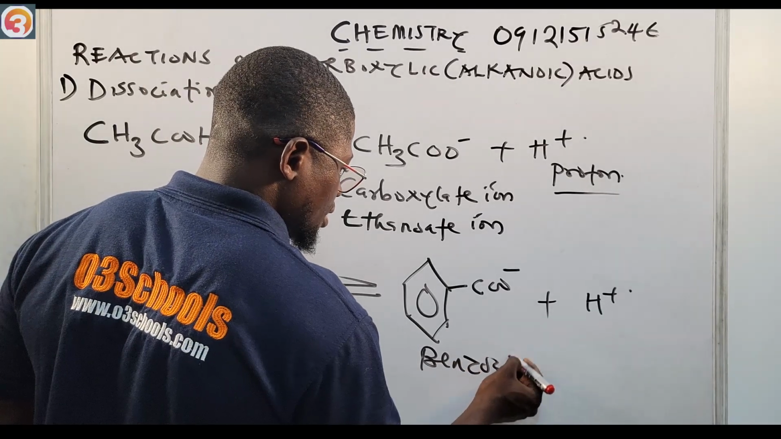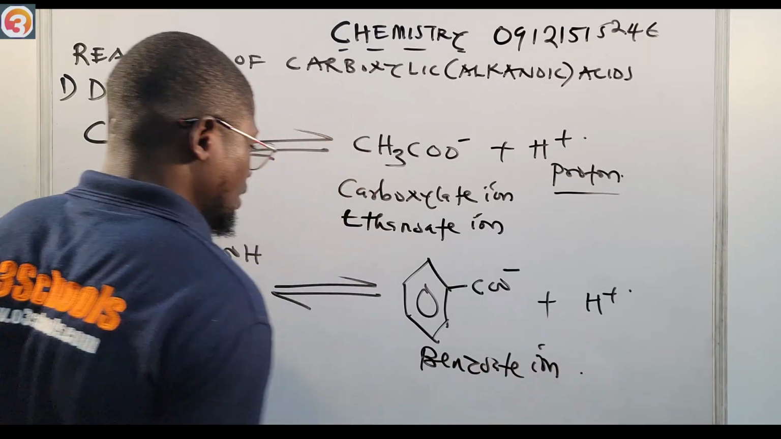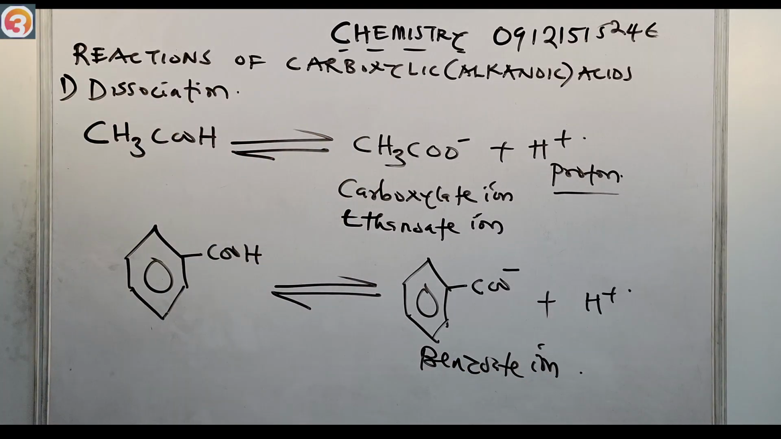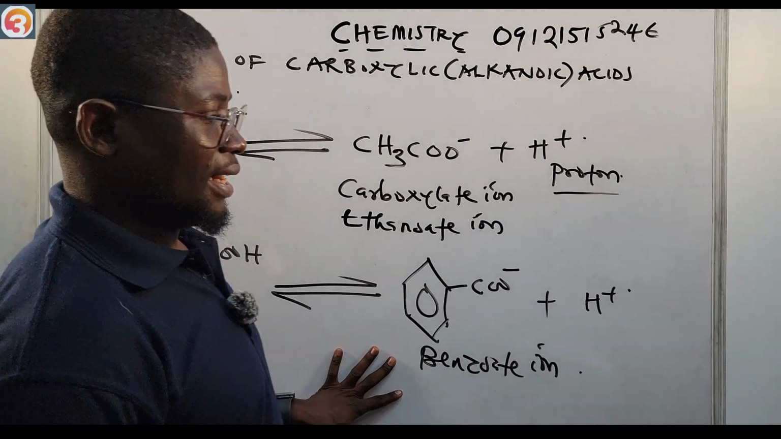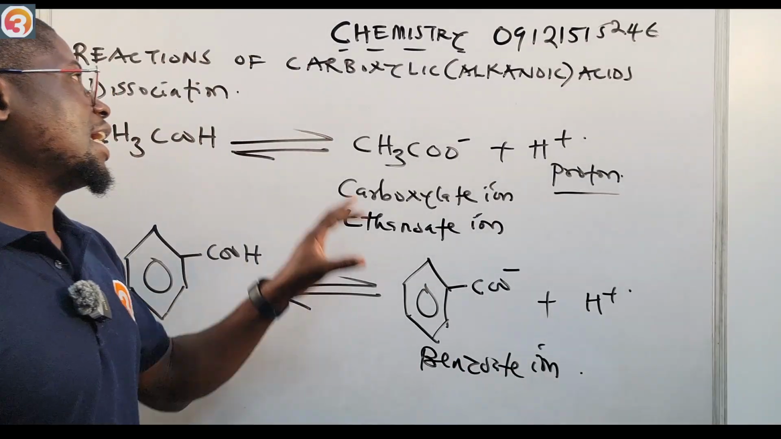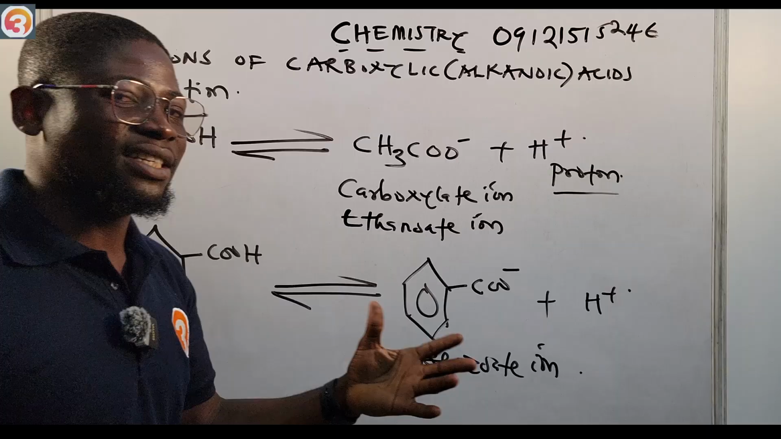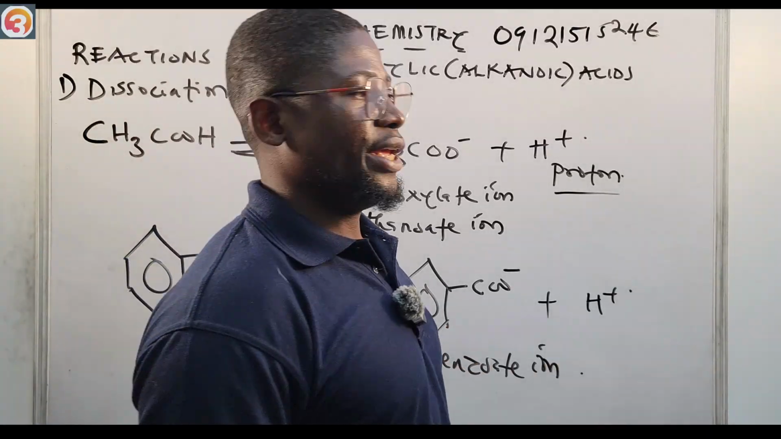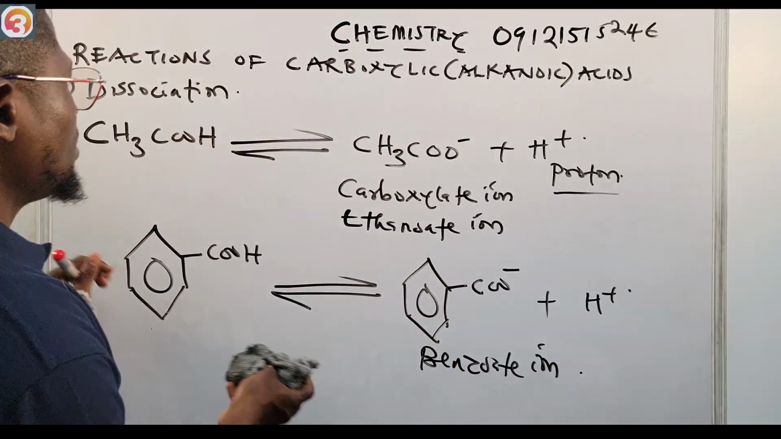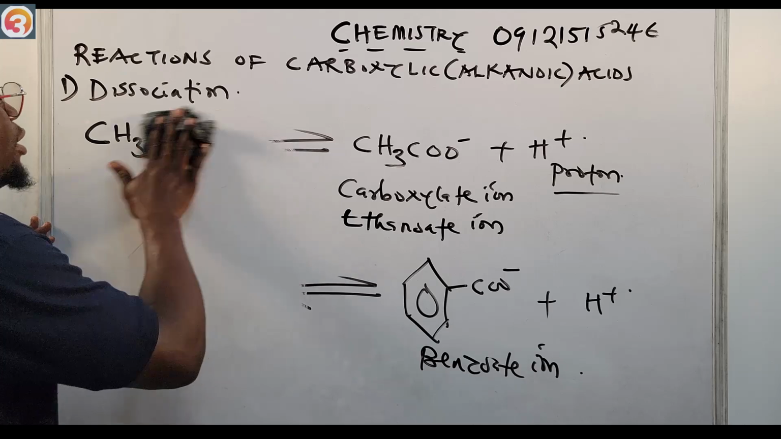Benzoate ion. Okay, this is called benzoate ion. Please take note of that. So this is dissociation. Carboxylic acids will partially dissociate into their ions. Okay, now let us look at another reaction that they undergo.